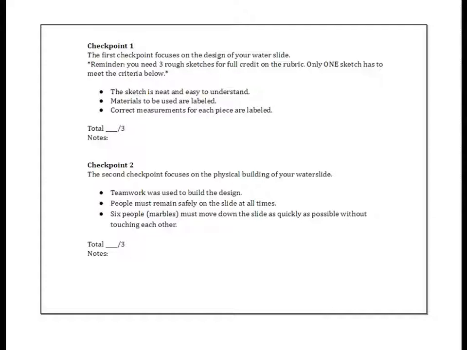Checkpoint 2 is about the physical building of your water slide. So it says that teamwork was used. The people, so the marbles that is, on your slide remain safely on there at all times so they don't go flying off. And 6 people, which are represented by marbles, must move down the slide as quickly as possible without touching each other. That is also worth 3 points. So when you finish checkpoint 2, check in with your teacher again, get your score, and then when you're ready, move on to checkpoint 3.